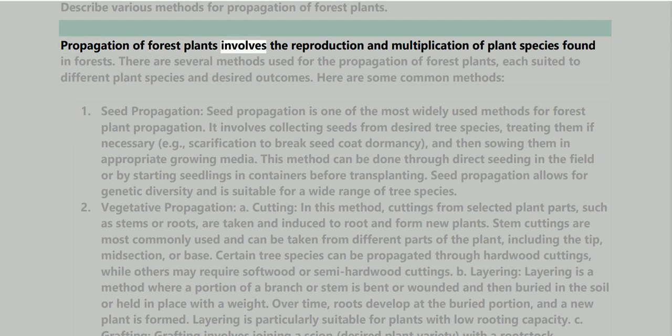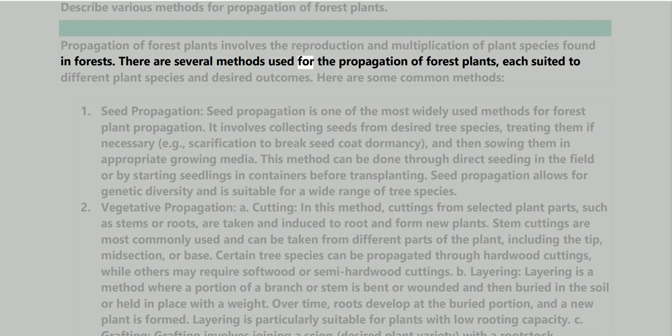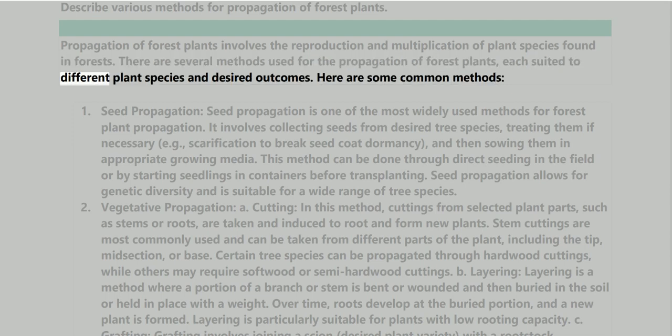Describe various methods for propagation of forest plants. Propagation of forest plants involves the reproduction and multiplication of plant species found in forests. There are several methods used for the propagation of forest plants, each suited to different plant species and desired outcomes. Here are some common methods.